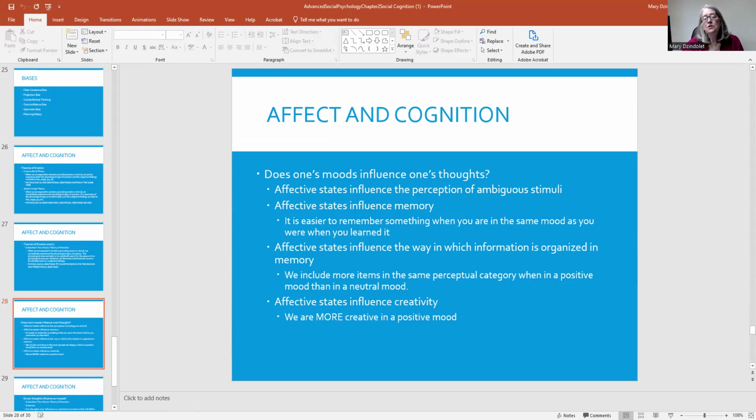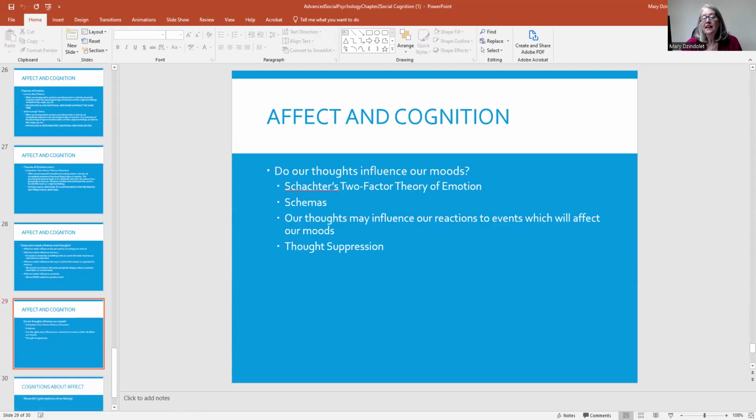Okay, so these are the ways that our emotions can affect our cognitions, our thoughts. Now let's flip it. How do our thoughts affect our moods? Well, we already talked about Schachter's two-factor theory of emotion. Absolutely, right? Thoughts play a huge role. Schemas.